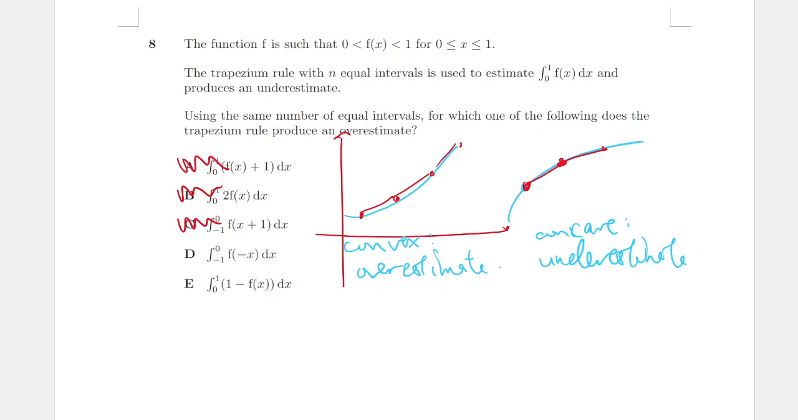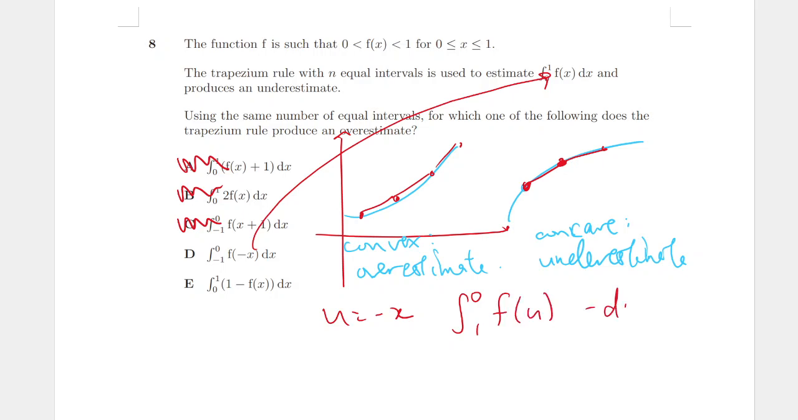Okay, how about D? The integral from -1 to 0 of f(-x) dx. This is basically the same as this guy, right? Because if you do a substitution, let's say u = -x, what happens? Then this is from 0 to 1, f(u)(-du), right? So the negative sign, you use it to swap the boundaries, then you get the integral from 0 to 1 of f(u) du, yeah? Which is the same as the integral of f(x) dx, right? Because of course x and u are just dummy variables. Yeah? So D is the same as the original, so of course it's not good. Of course it's also an overestimate. Oh, sorry, also an underestimate.